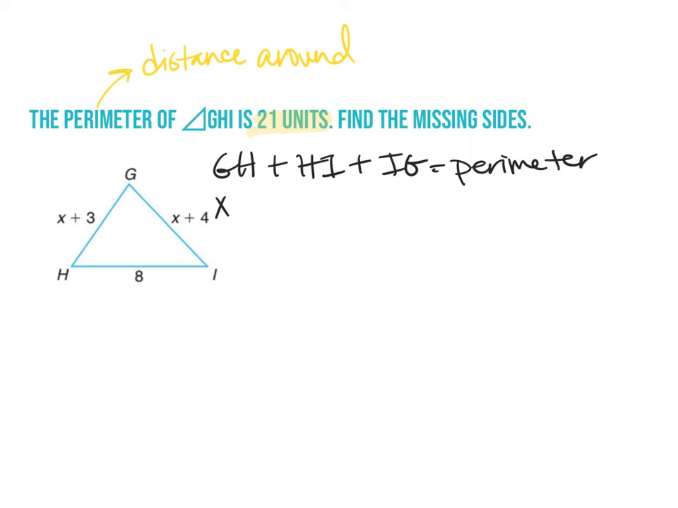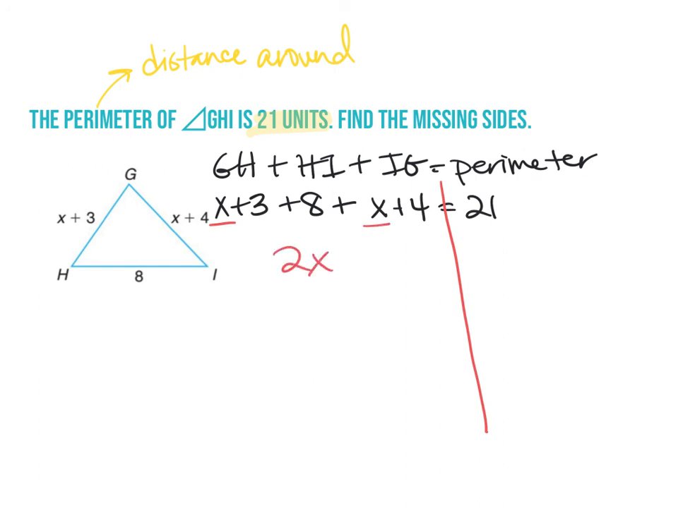So now we're just going to substitute in what we know. GH is x plus 3, HI is 8, IG is x plus 4, and it told us that the perimeter is 21. Okay, so let's draw our line down the middle and figure out how to solve this. I have x's on both sides. When they're on the same side, I add them together. So x plus x is 2x. Same thing with my 3, my 8, and my 4. They are all on the same side, so I'm going to add them together. 3 plus 8 is 11, plus 4 is 15, and that equals 21.